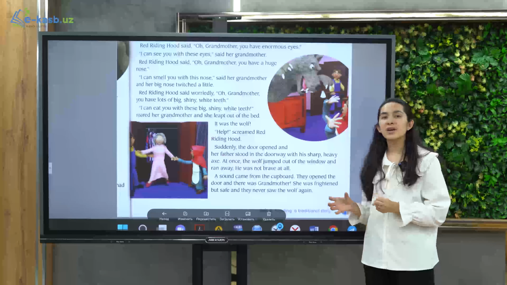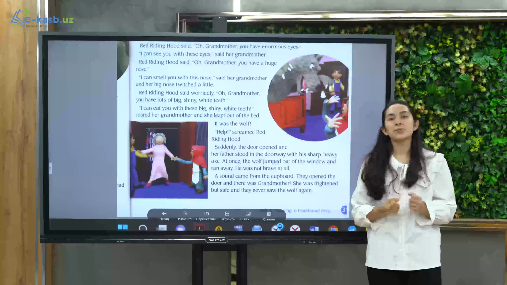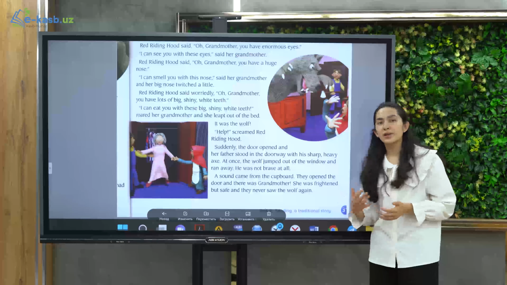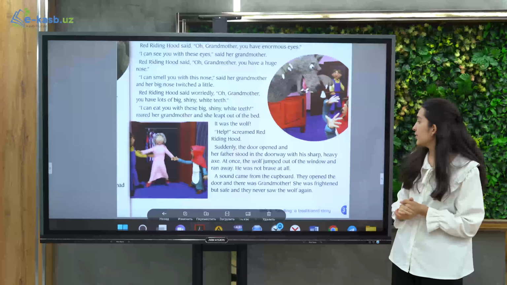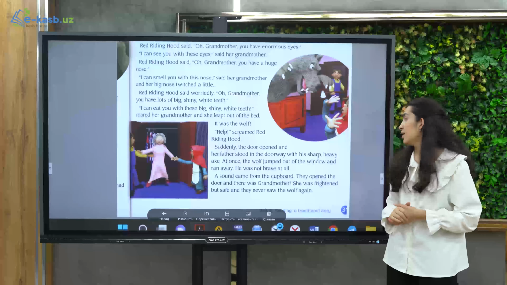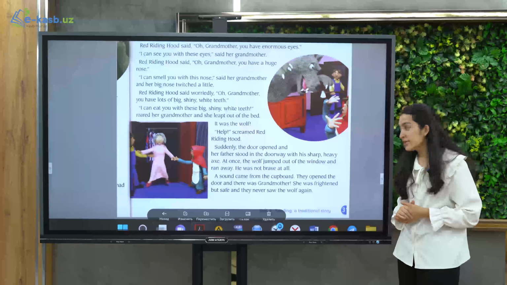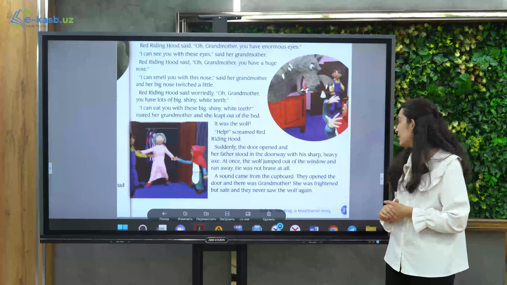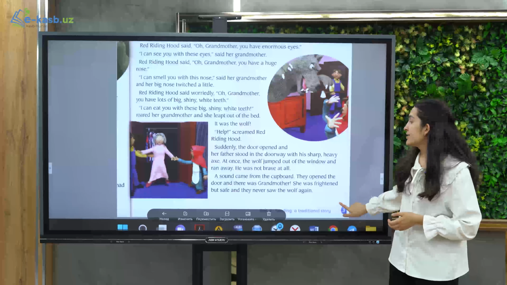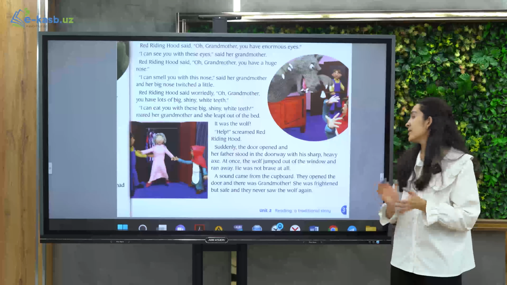Red Riding Hood said worriedly, "Oh, grandmother, you've got lots of big, shiny, white teeth." "I can eat you with these big, shiny, white teeth," roared her grandmother, and she leapt out of the bed. It was the wolf.